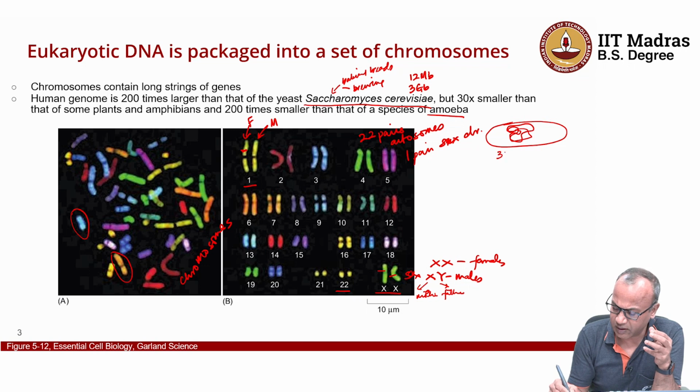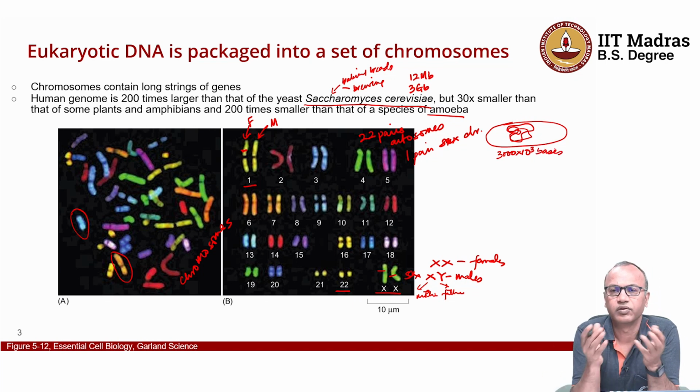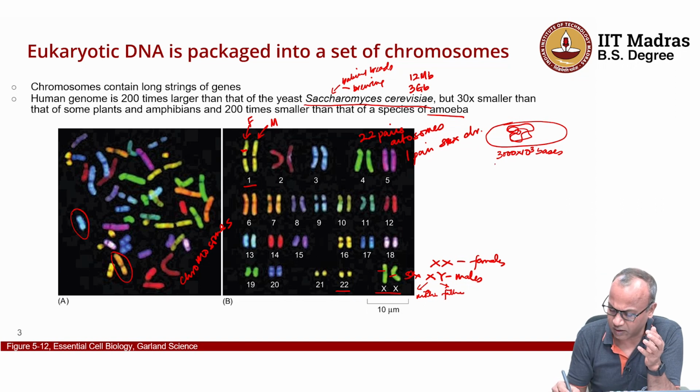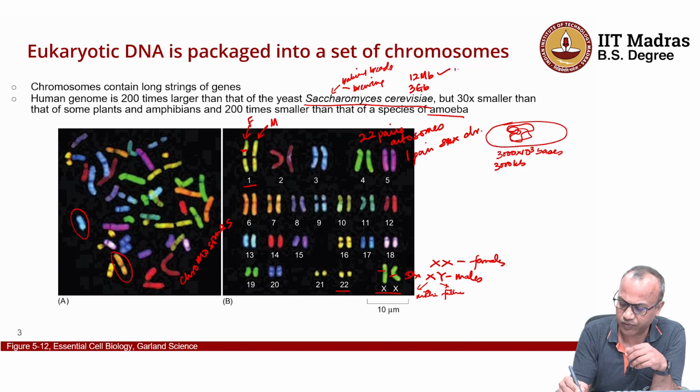So bacterial DNA could be about 3000 kb, kilobases. So small amounts of DNA. So if you think of this as yeast, this is human, and this is bacteria.